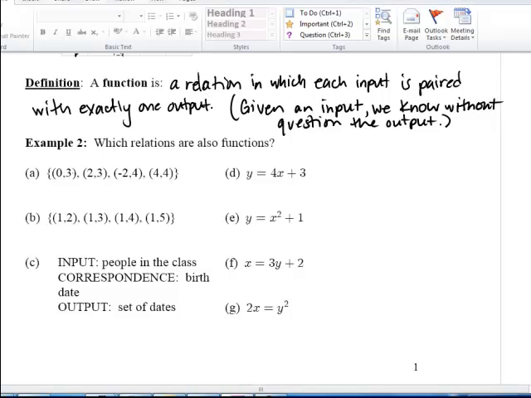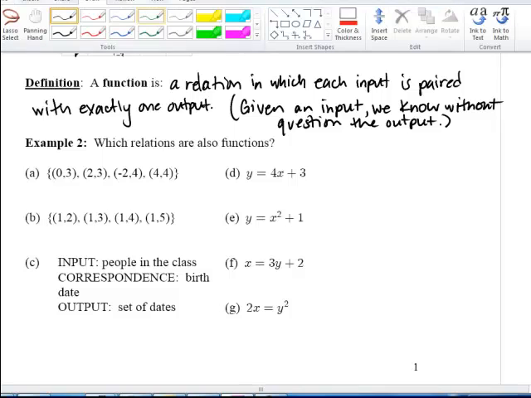So let's look at these two that are described as sets of ordered pairs. If we're trying to decide if we have a function, we want to make sure that no input goes with more than one output. So clearly in B, we've got a problem because 1 is paired with 2, and it's also paired with 3, and it's also paired with 4, and it's also paired with 5. So we would say this is not a function. Input 1 is paired with more than one output.